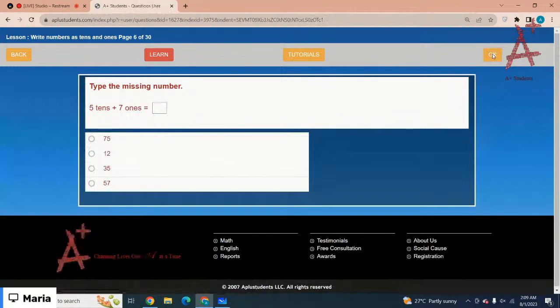Type the missing number, which is the correct option. Five tens plus seven ones. So which is the correct option? The correct option is 57. 7 is at the rightmost position, then add a 5, so it would be 57.